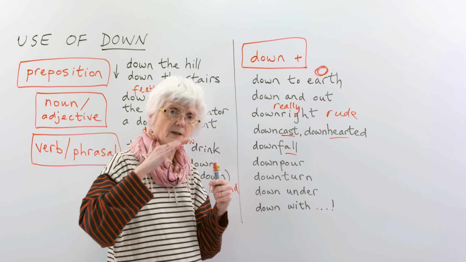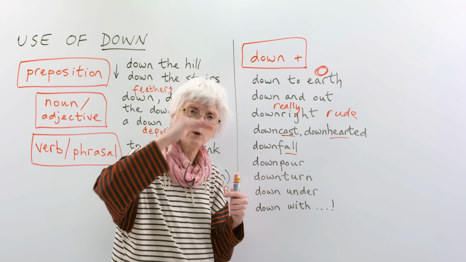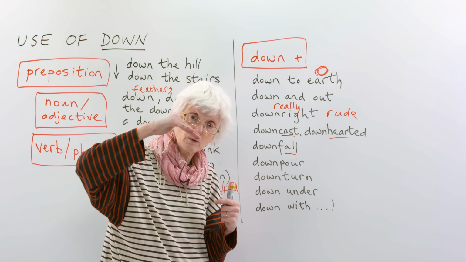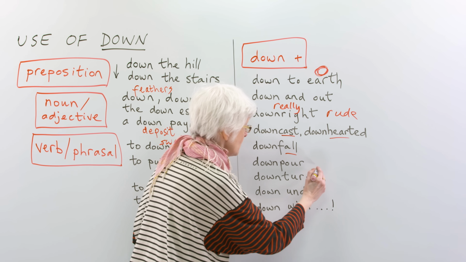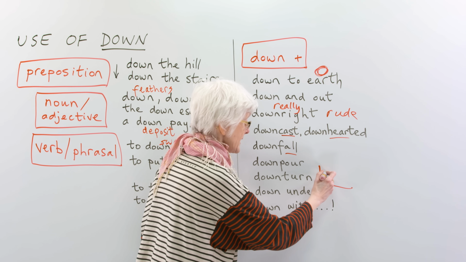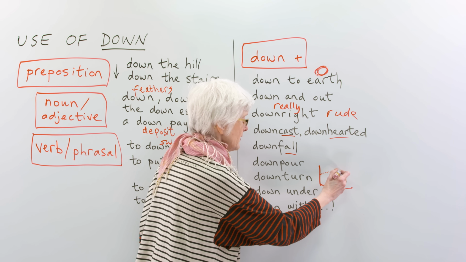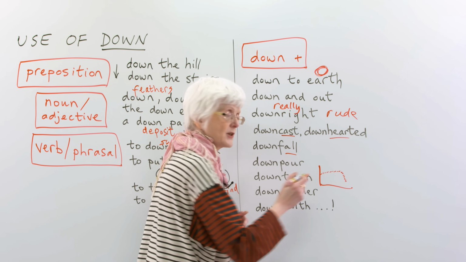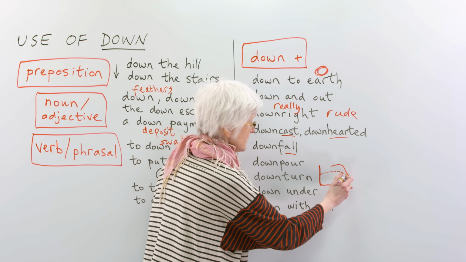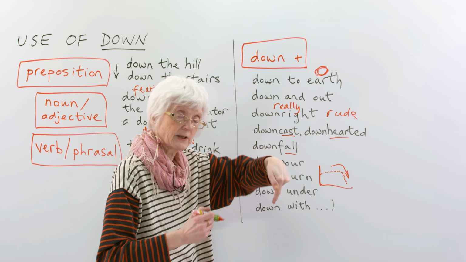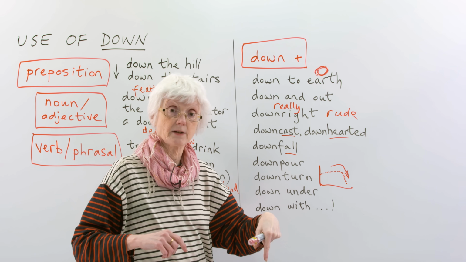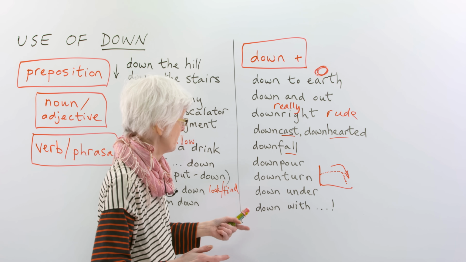A downturn, that's often with things like sales figures. If the sales figures are sort of falling, you're not selling so many of a particular product, there's been a downturn. So if you think of a kind of graph where you have the sales of something, and then suddenly it starts to go down like that. It's turning downwards, like an arrow going down. So there has been a downturn in the sales figures this month, for example.